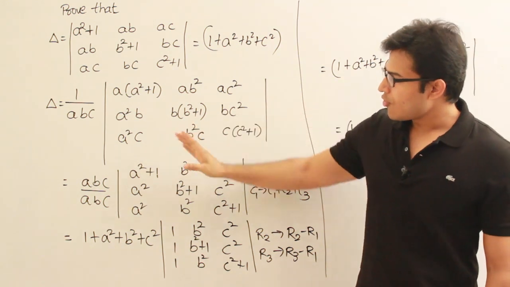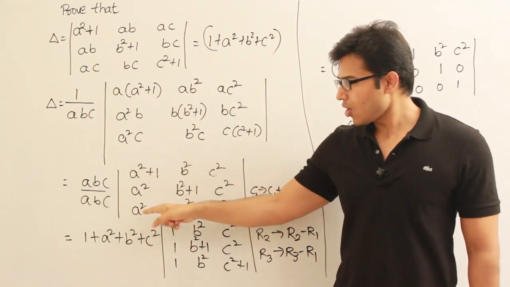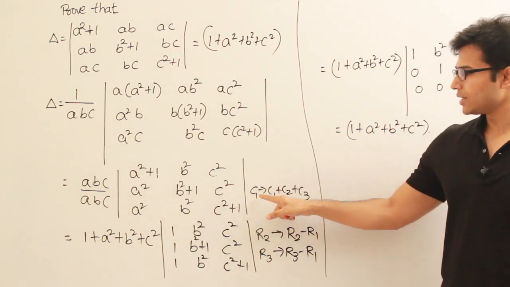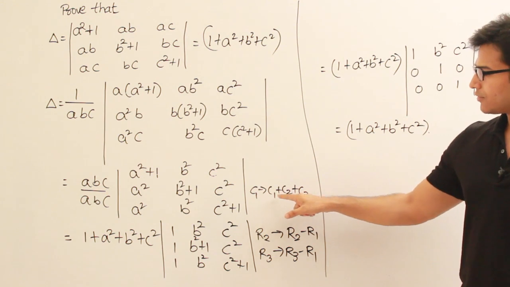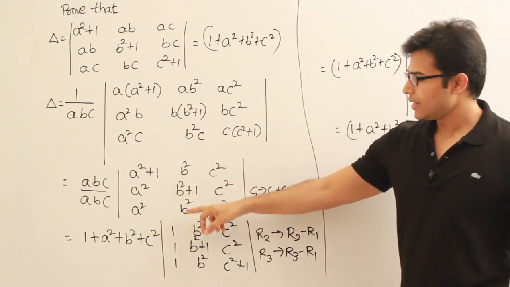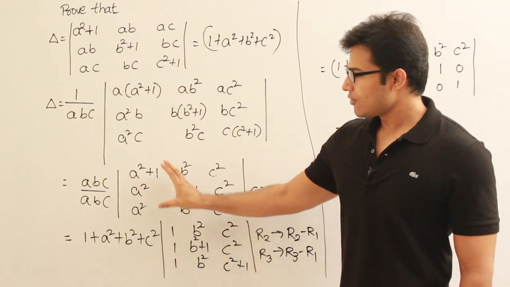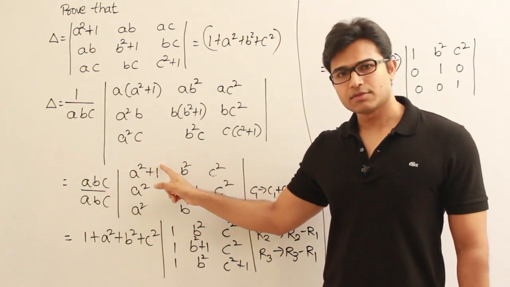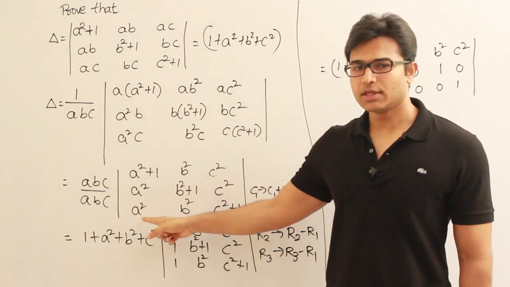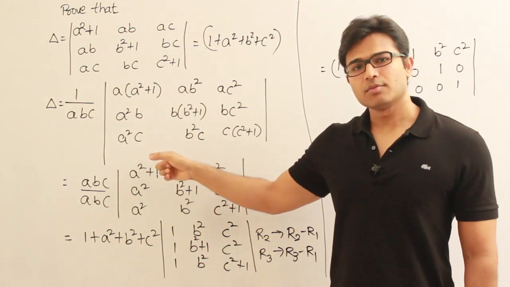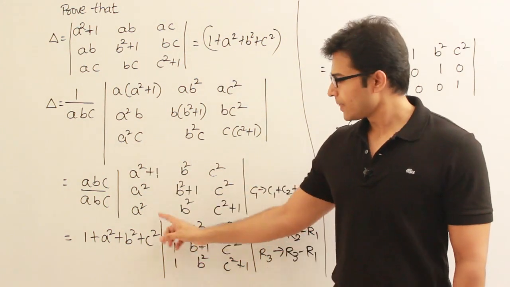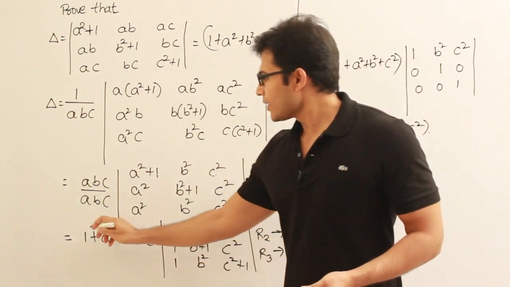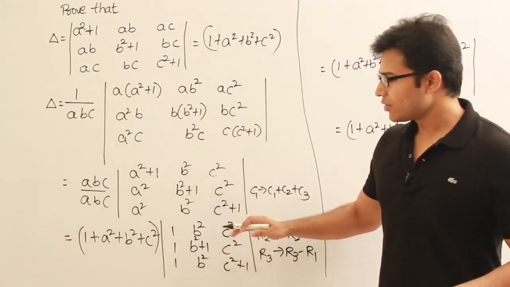Therefore I'll replace column 1 with the sum of all three columns, C1 plus C2 plus C3. When I replace it, the first column is going to have 1 plus a square plus b square plus c square in all the rows. Since the first element in all the rows is 1 plus a square plus b square plus c square, I'm going to take it out as common. So I took it out as common, and this is what I got.